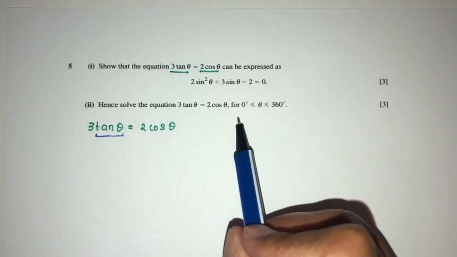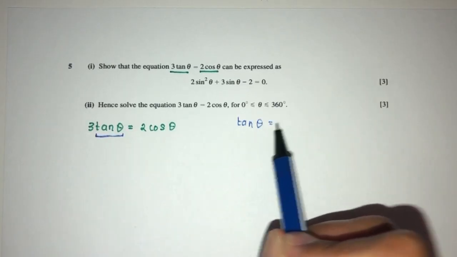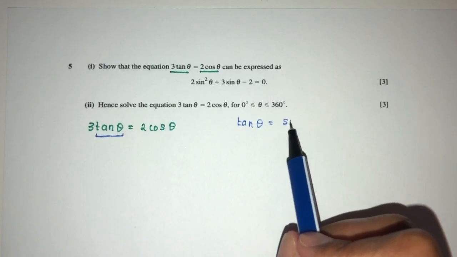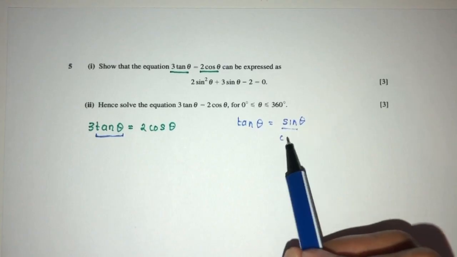We understand that tan theta is equal to what? We know it is equal to sin theta over the value of cos theta.